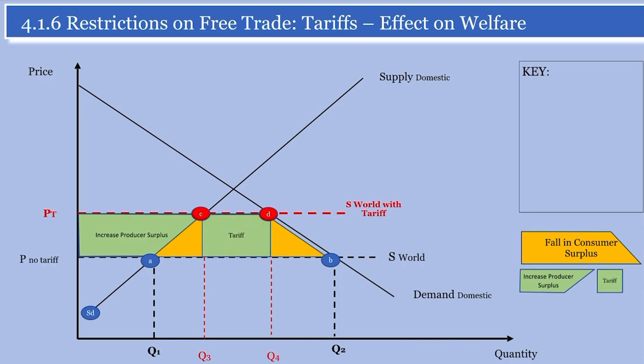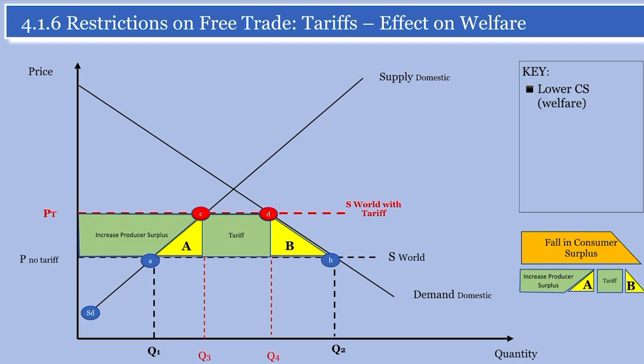We then say, well, hold on, out of this whole box here, there is also a tariff area, and that tariff area has gone to the government. So that box out of this whole area is again a transfer. It's a transfer from the consumers to the government in this case. So it's not a loss of welfare. So these are just transfers of welfare, not losses of welfare. But you will see that you have a triangle here, triangle A, which is a loss of welfare. And you have triangle B, which is also a loss of welfare.